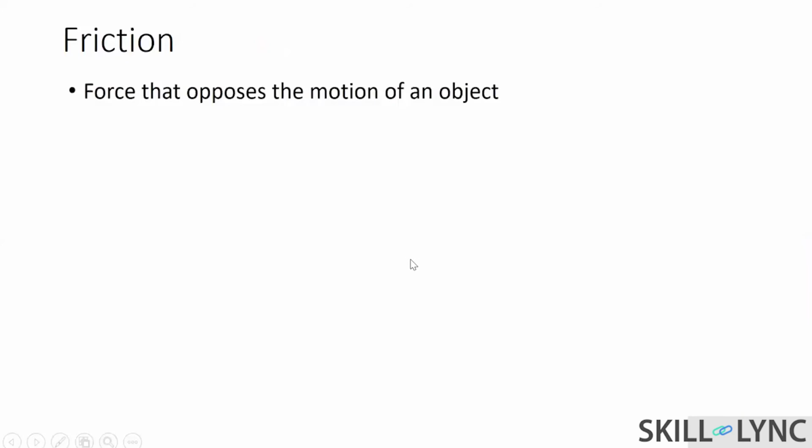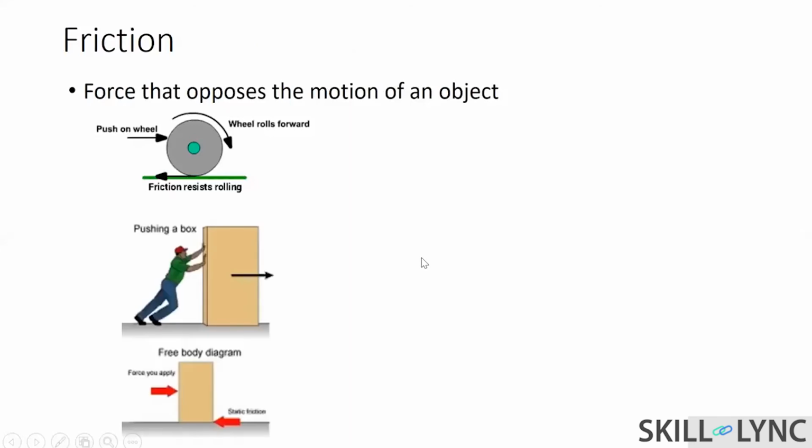With all this said, when you have this bolt nut assembly, you would have come across the term friction. Friction is nothing but the force that opposes the motion of an object. You have two different types. One is rotary, which has to do with rolling. When you push a wheel, the wheel rolls forward, and there's friction resisting due to rolling. Another example is pushing a box: the force you apply, and a friction being developed.